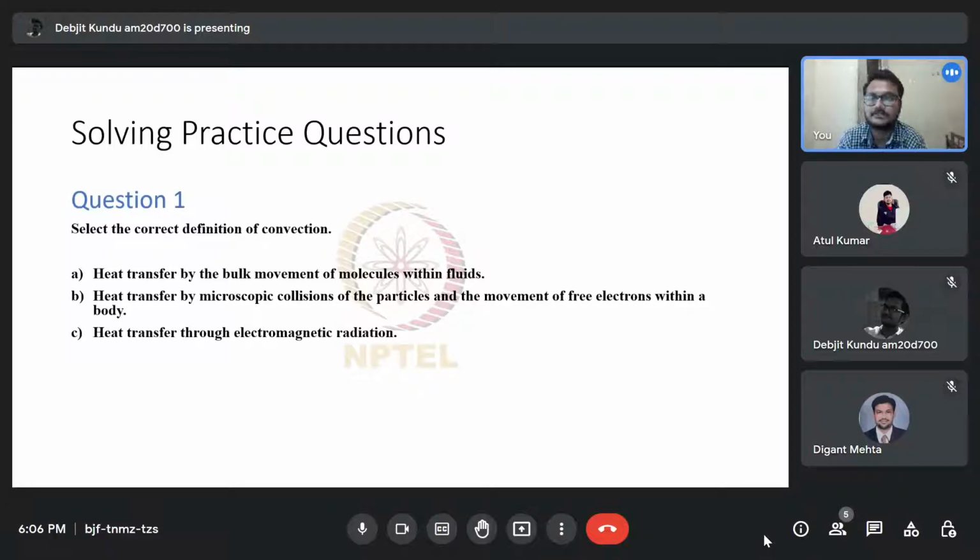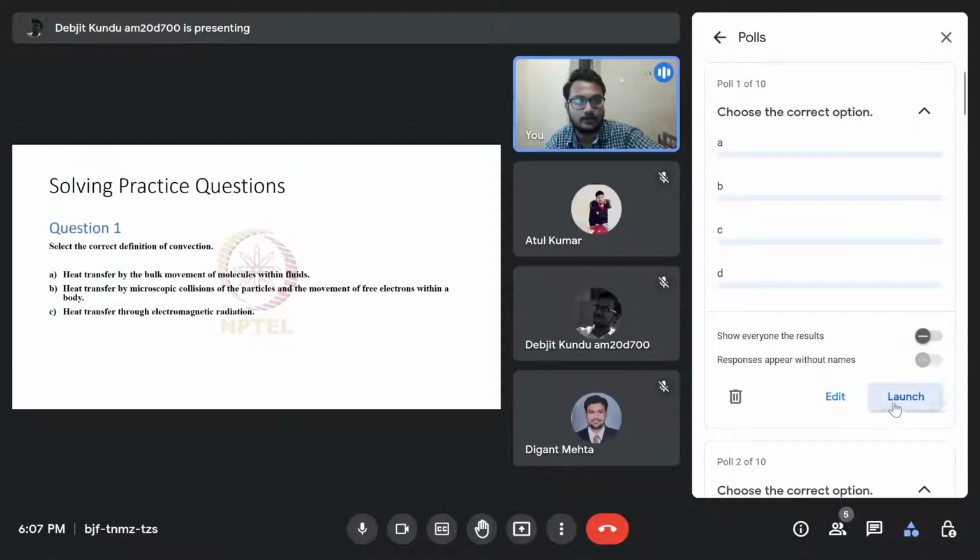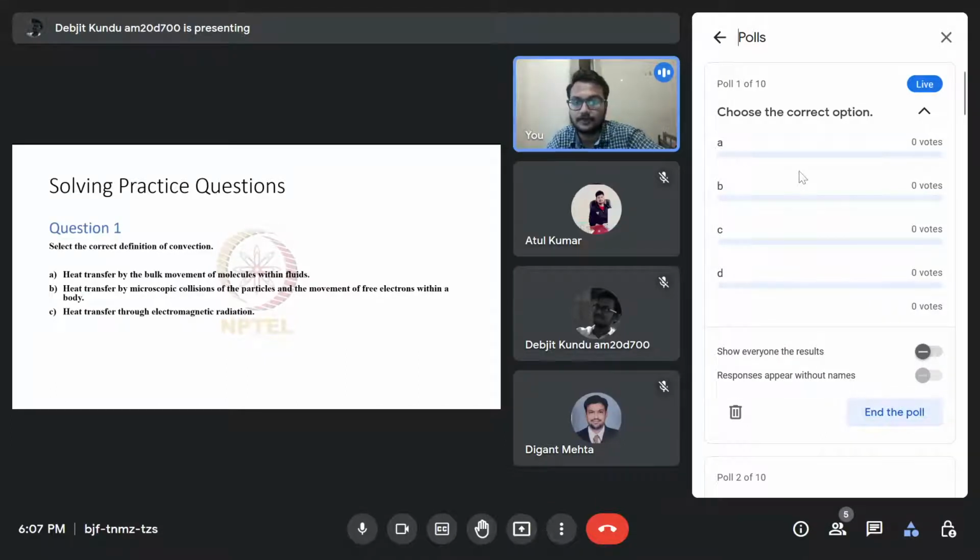So question number one says, select the correct definition of convection. There are three options given, and you have to pick out the correct definition from there. Option A says heat transfer by bulk movement of molecules within fluids. Option B says heat transfer by microscopic collisions of the particles and movement of free electrons within a body. And option C says heat transfer through electromagnetic radiation. Now, I will be sharing the poll. The poll is currently live. Once you have read the question properly and arrived at the correct solution, you can put in your response in the poll.